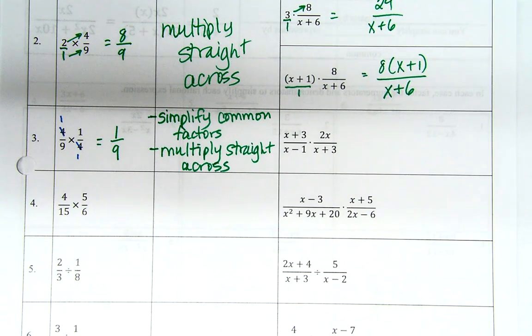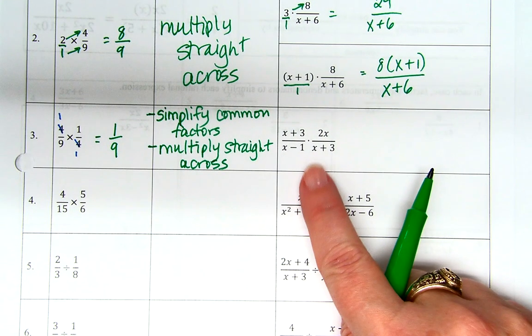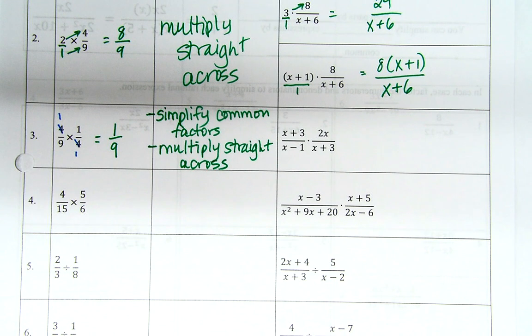Okay. So in this problem right here, what should I do first? Is there any common factors? 3. Is there any common factors? I'm not asking if there's any common numbers. I'm asking, is there any common factors? That is correct. Yes, that's correct.